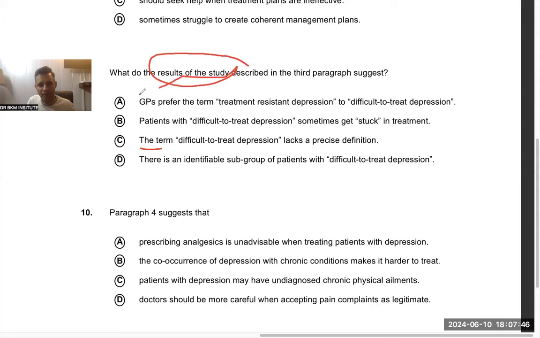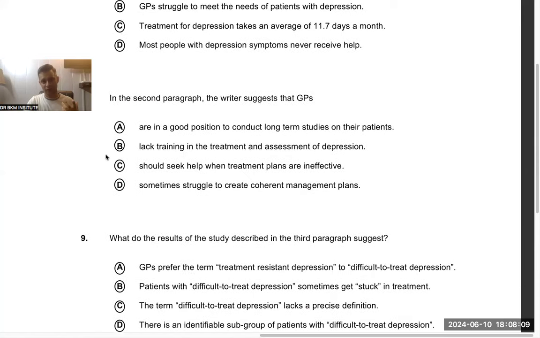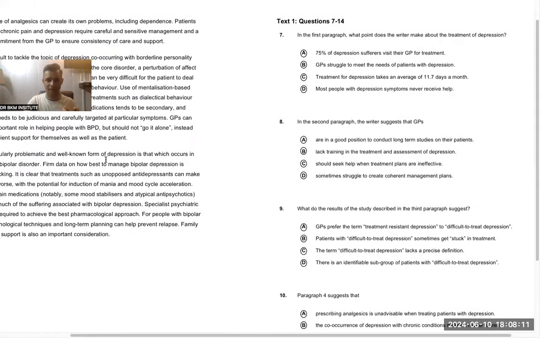It was found that difficult-to-treat depression did not have an exact meaning. That means it lacked a precise definition. The term was a broad term. So then you start finding these easy questions, and you don't overdo. In these questions, we don't have to overdo things and we don't have to overthink.